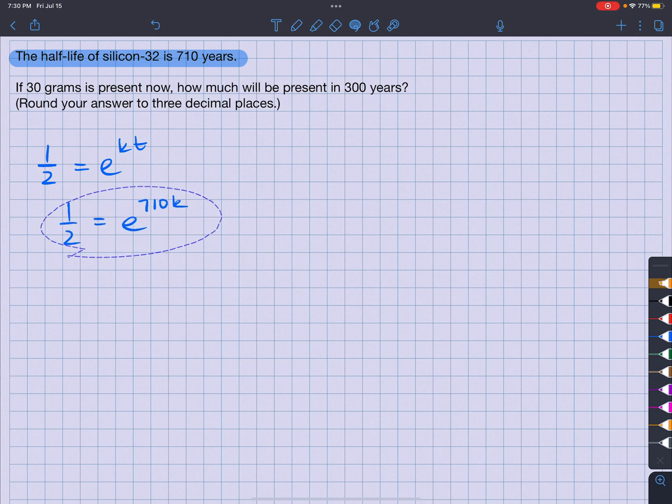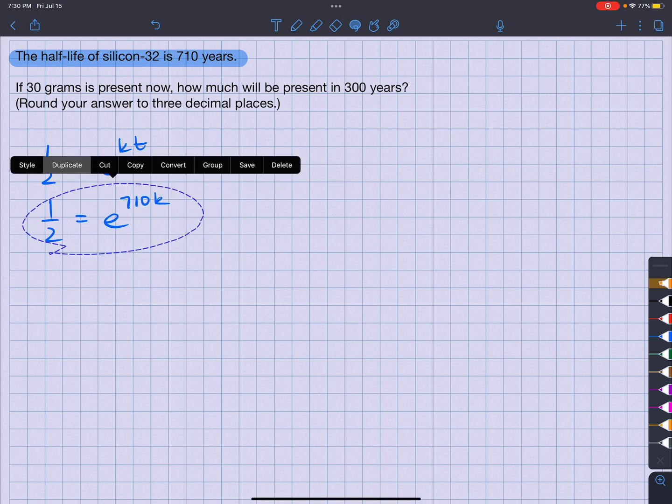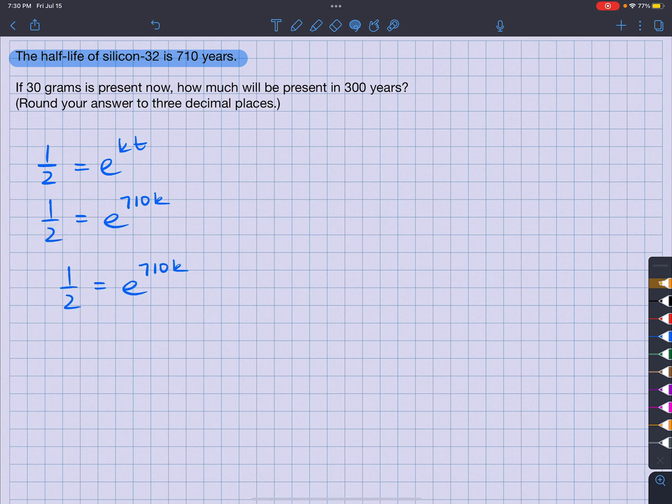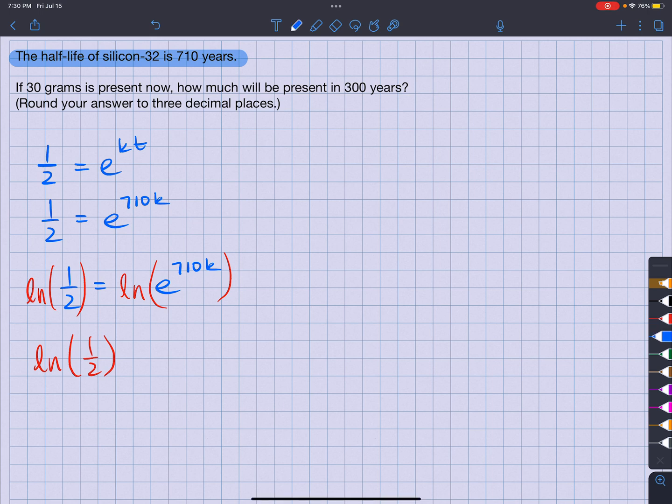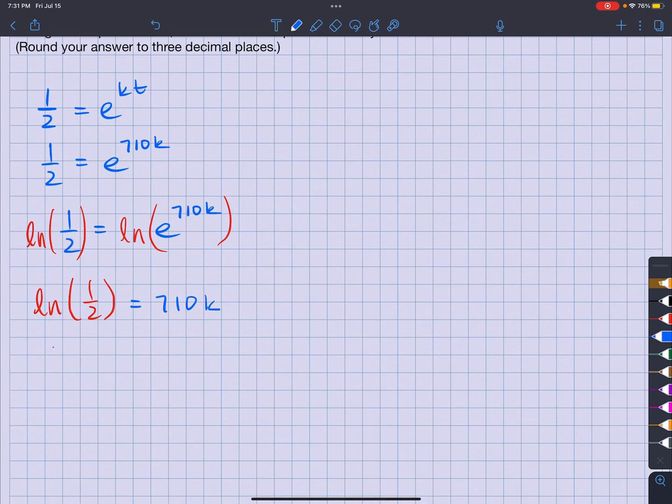So how do I get this? Well, let me go ahead and duplicate this. I'm going to have to take the ln of both sides because that is the opposite operation of e. So now I have the ln of 1/2 is equal to 710k. So that means I can solve for k, which is going to equal the ln of 1/2 divided by 710.